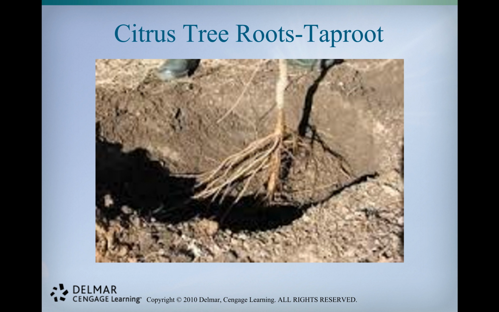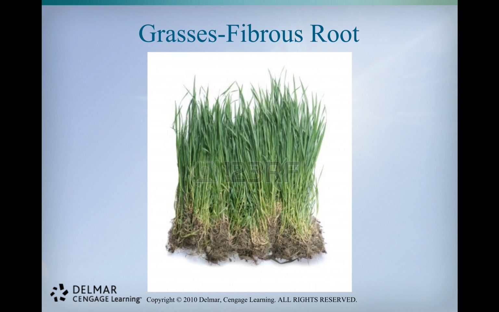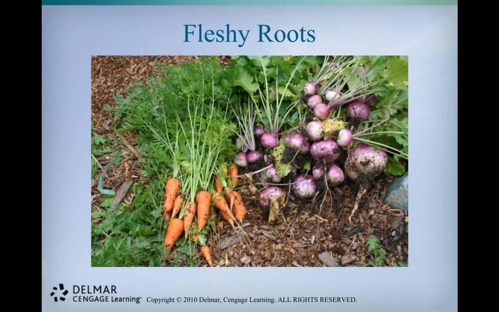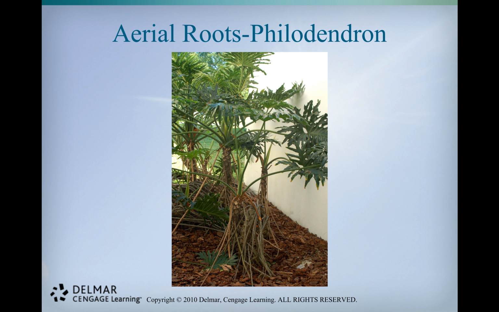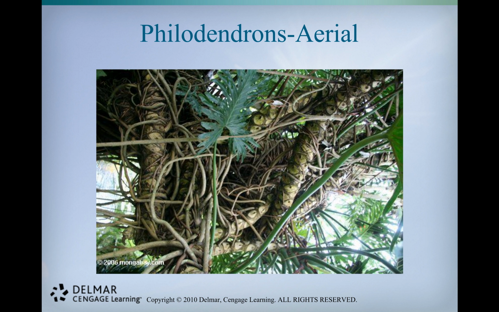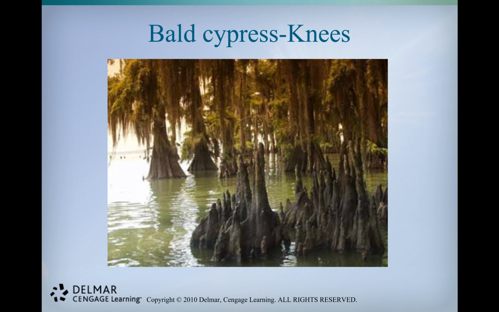Here would be taproot. We got one main single root. Yeah, there are a couple coming off, but we got one main one there. Grasses are fibrous roots. Lots of small little ones there. Fleshy roots: beets, turnips, carrots. If you like beets, I feel sorry for you. Some more fleshy roots, potatoes. Aerial roots are philodendrons. And some more aerial roots just like that. Looks like we're in a tropical rainforest. And then knees. Those are so weird to me. Those are knees, old cypress trees. They're kind of weird.